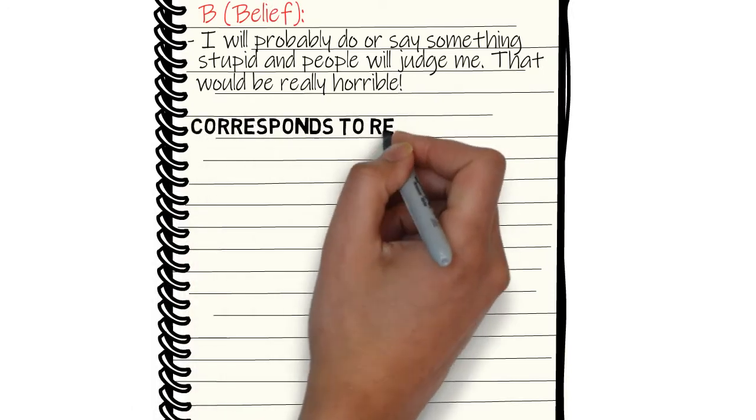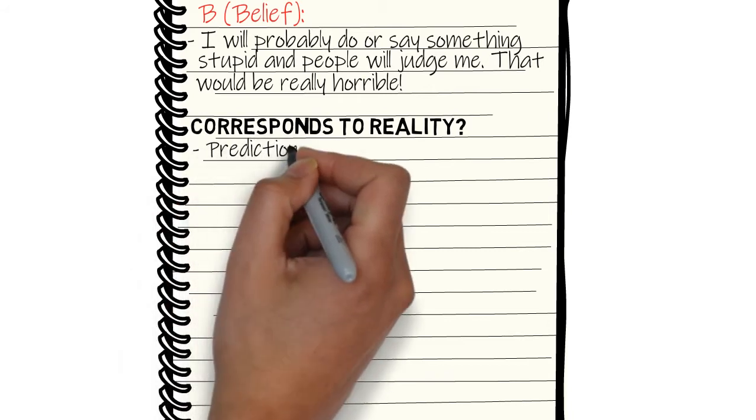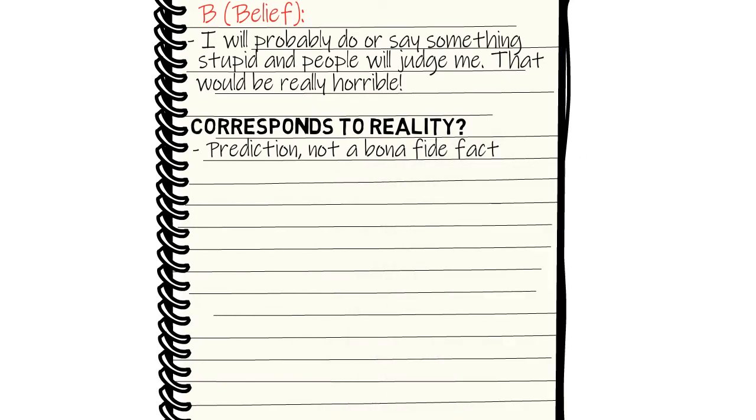So 1, let's check, does it correspond to reality? Basically, can I prove that it's true? Well, the first sentence of this belief is a prediction, not an actual fact. It may or may not actually happen, so we can't actually prove its truthfulness yet. But more importantly, can you prove that it would be horrible if it did occur?